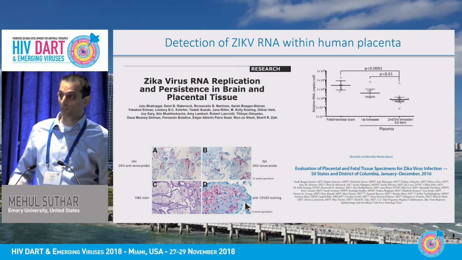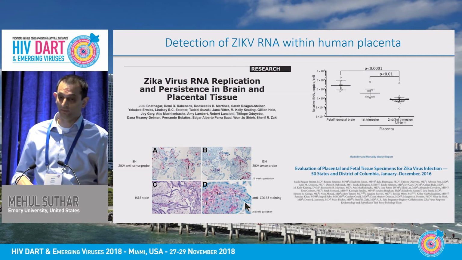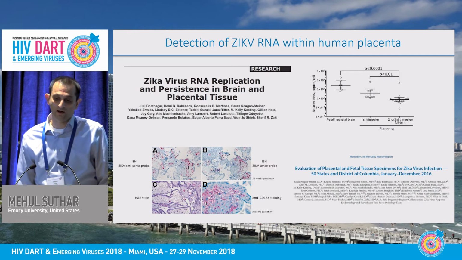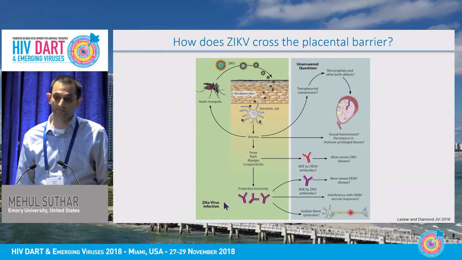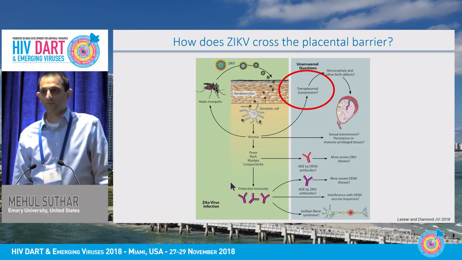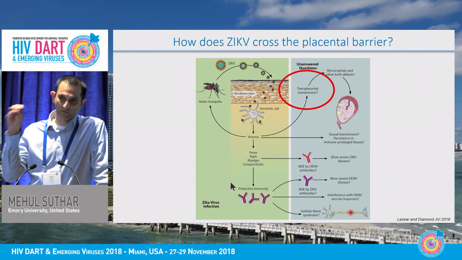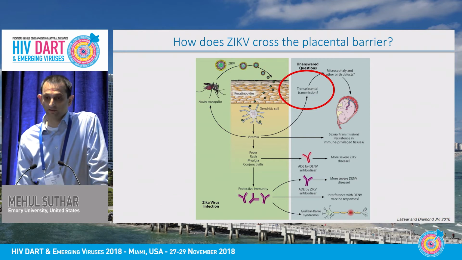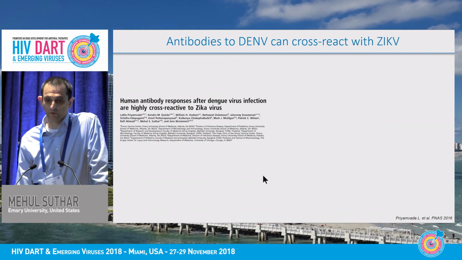They don't really see much replication in other cell types within the placenta. The Hofbauer cells seem to be the primary cell that's permissive for Zika virus replication within the placenta. So now that we've identified what cell types are infected within the placenta, we really wanted to better understand how exactly the virus crosses this placental barrier, which seems to be quite a robust barrier for any virus to cross.